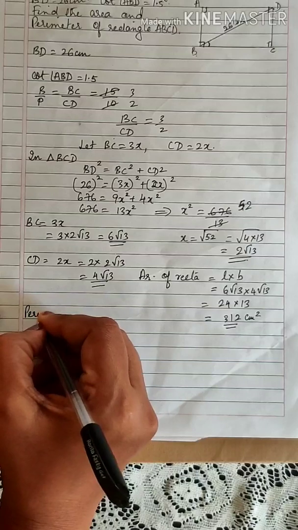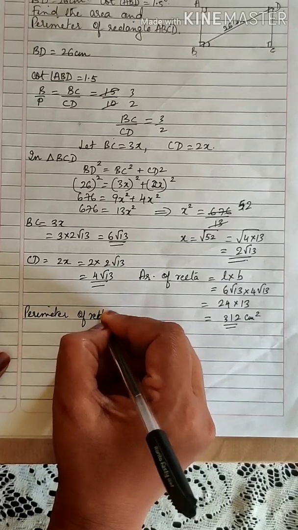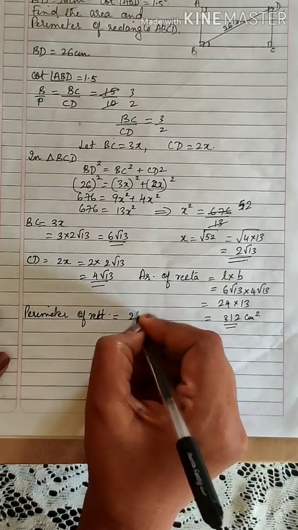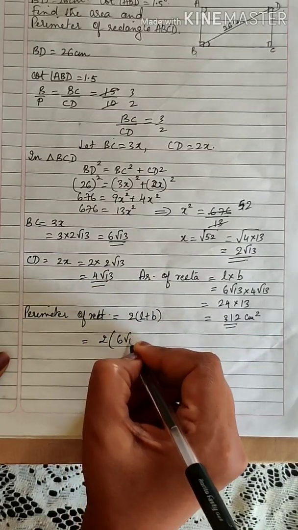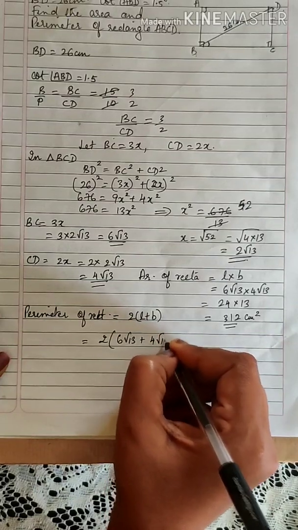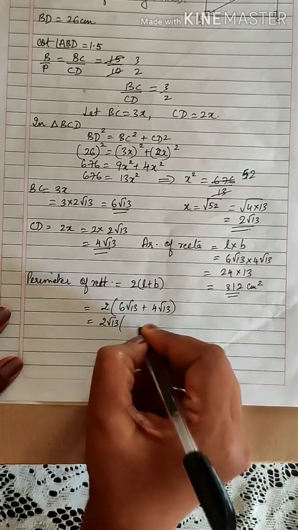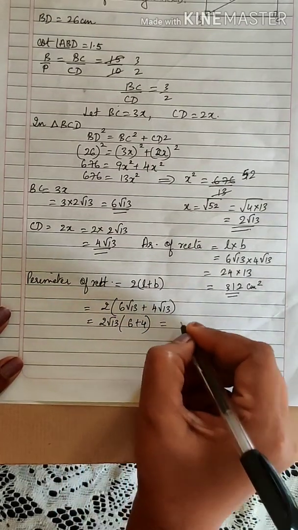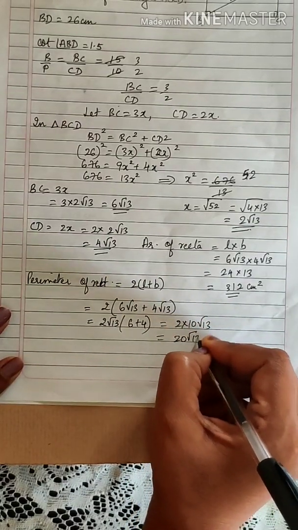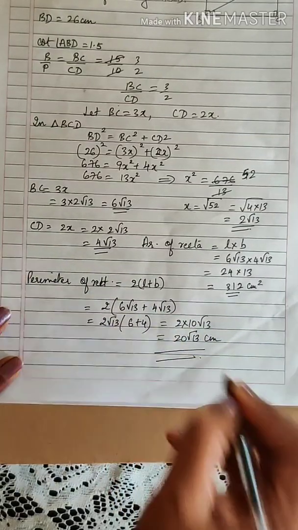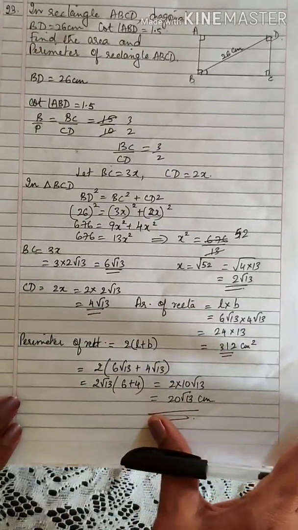Next, perimeter of rectangle ABCD. You know the formula, that is 2 of L plus B. That is 2 of 6 root 13 plus 4 root 13. So this will become 2 root 13, 6 plus 4, which is equal to 10. 2 into 10 root 13, which is equal to 20 root 13 centimeter. So this is the way you find the area and the perimeter of this rectangle ABCD.